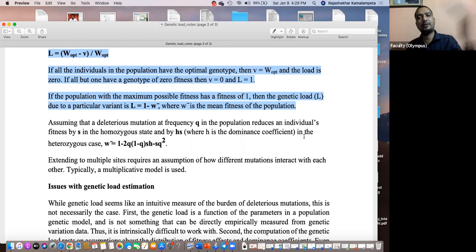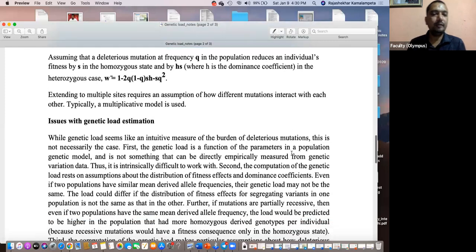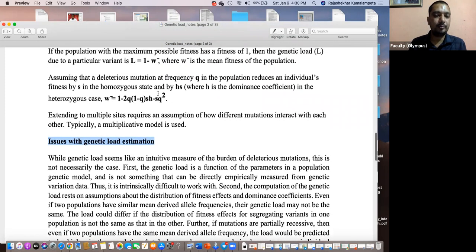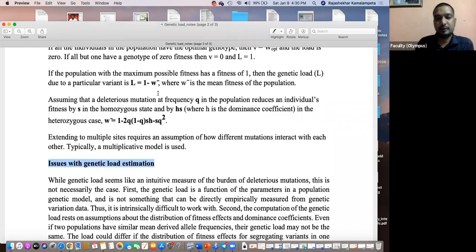So they could be factors that affect the genomic sequences, hence the genetic load of a population. This is one component. Second component, I noticed that when I was reading in literature, they briefly talked about issues with genetic load estimation. What is a problem in estimating genetic load? There are a few assumptions that we have to make.